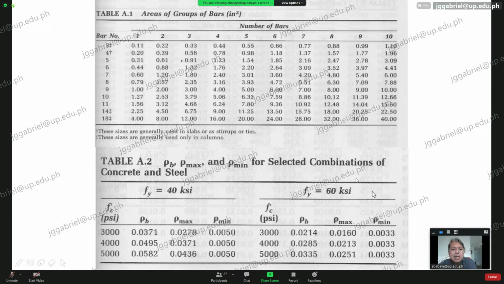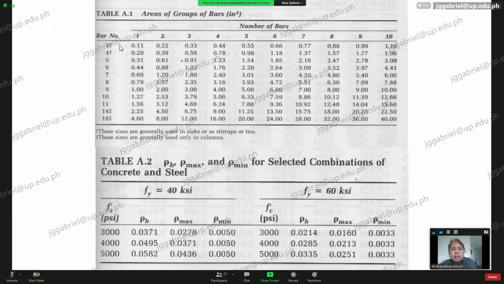What's KSI? Anyone? PSI is pounds per square inch. Okay, KSI is kilopounds per square inch. Kilo means you're multiplying it by 10 to the third power, or 1,000. So for this one, it's 40,000 pounds per square inch.